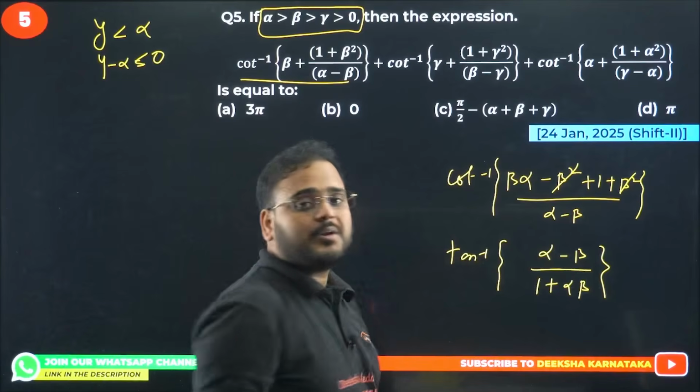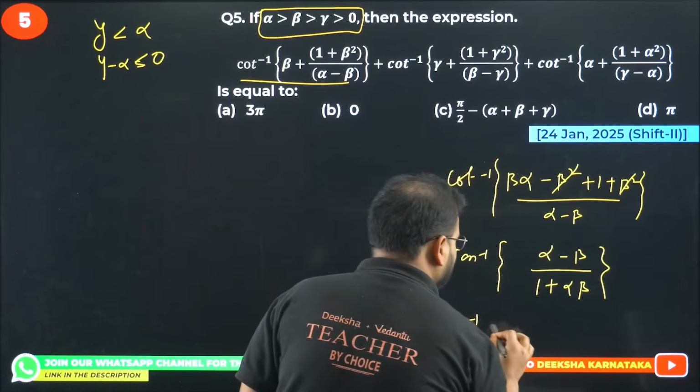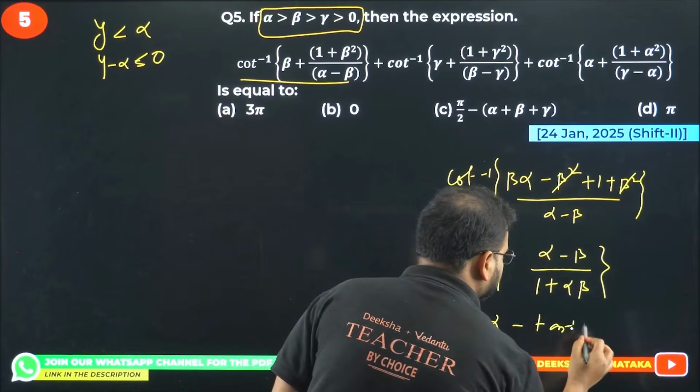Is there a formula for this or not? There is a formula. What is the formula? Tan inverse of alpha minus tan inverse of beta. Right?